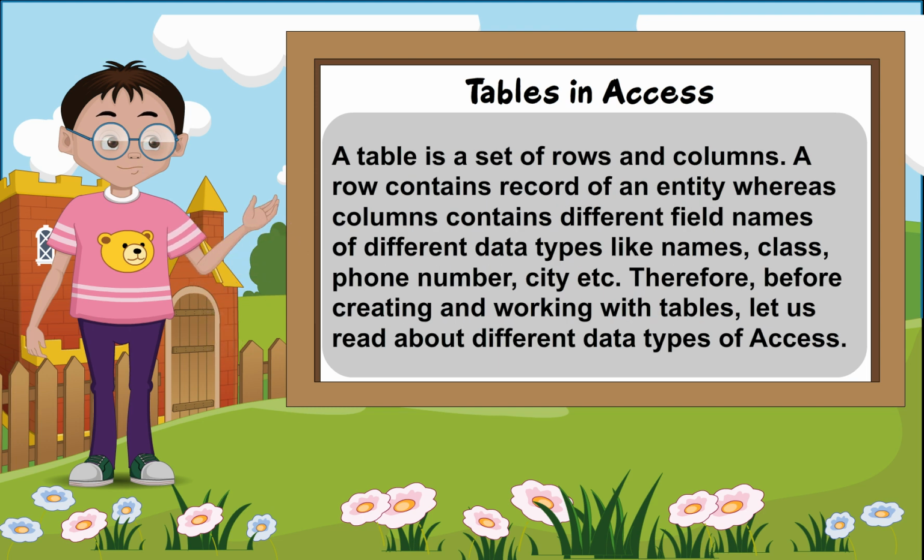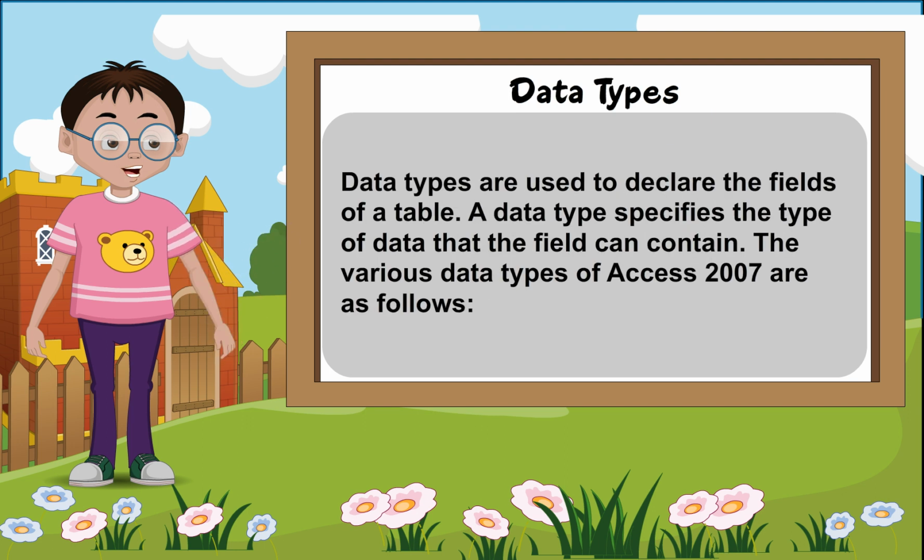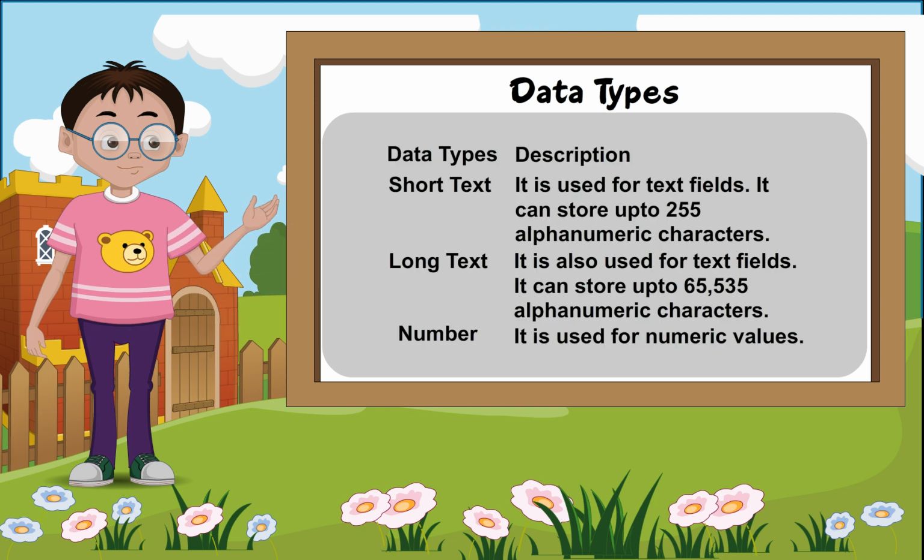Tables in Access. A table is a set of rows and columns. A row contains the record of an entity, whereas columns contain different field names of different data types like names, class, phone number, city, etc. Therefore, before creating and working with tables, let us read about different data types of Access. Data types. Data types are used to declare the fields of a table. A data type specifies the type of data that the field can contain. The various data types of Access 2007 are as follows.